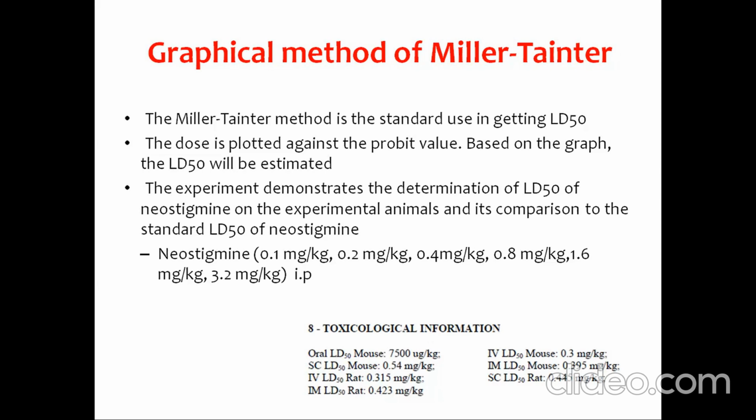The experiment demonstrates the determination of LD50 of neostigmine on the experimental animal and its comparison to the standard LD50 of neostigmine. So this is for our understanding. We are taking one drug, that is neostigmine, and selecting different doses. For example, 0.1 milligram per kg, 0.2 milligram per kg, 0.4, 0.8, 1.6 and 3.2 milligram per kg, which is given by intraperitoneal route.